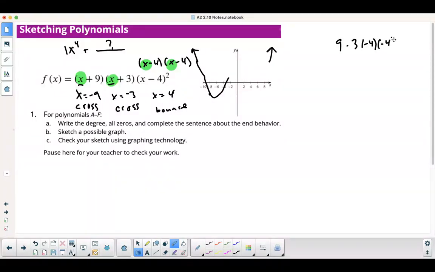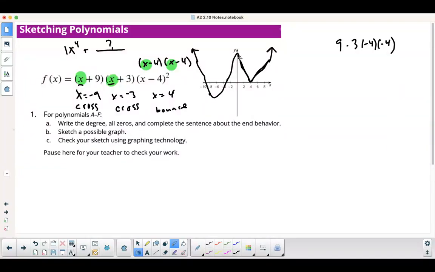Take all the constants. So let me just get a calculator here and see what that is. It's going to be 432. Holy cow, that's going to go way up here. And then here's the thing, at x equals 4, we're just going to bounce.